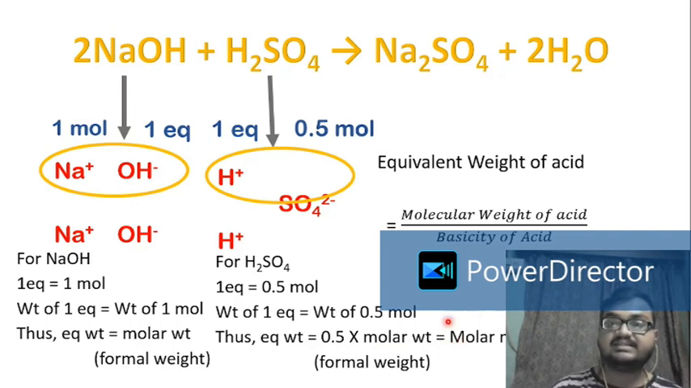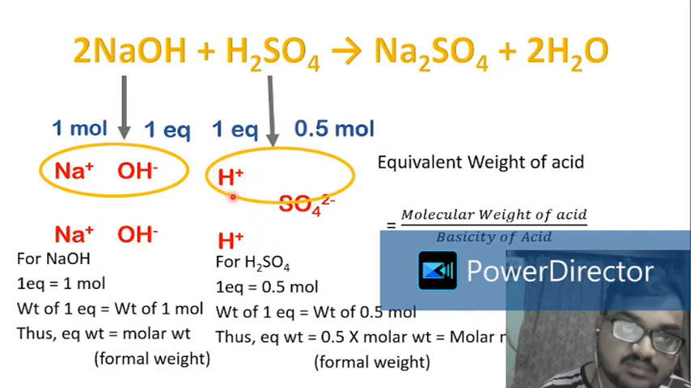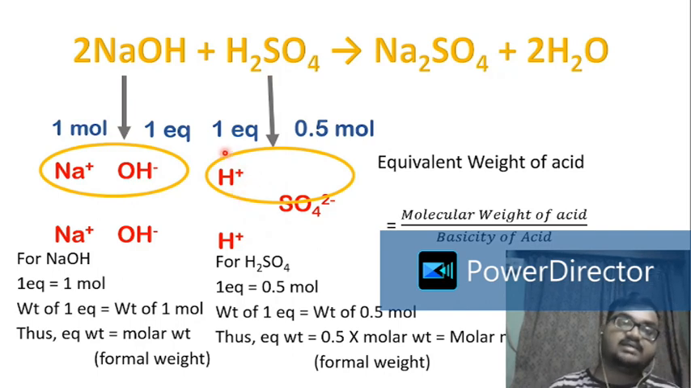And here we see this equation is exactly this equation, which is molecular weight of acid by the basicity of acid. So that is why you can understand that because it dissociates into 2, here we have the one which is the reacting unit, which corresponds to half of the molecule of H2SO4. So that is why we have to divide it by 2.